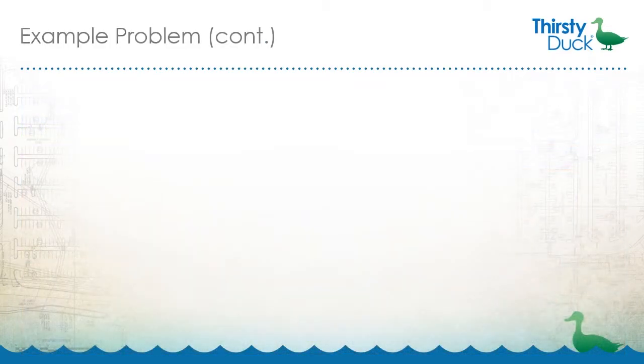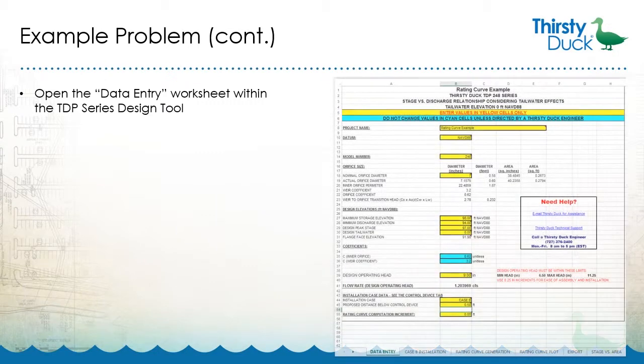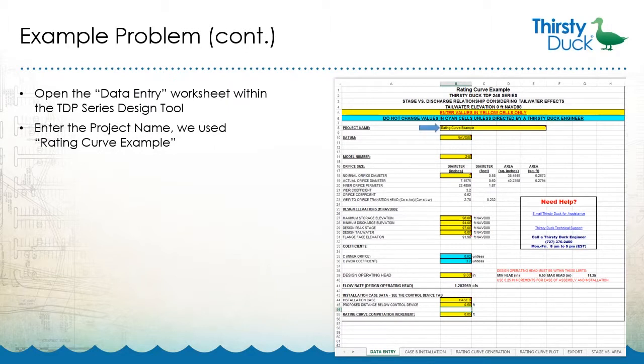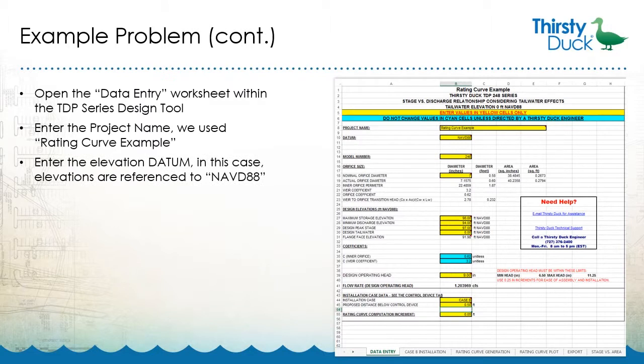Start by opening the TDP series design tool and click on the tab to open the data entry worksheet. Enter the project name. For this example, we will input Rating Curve Example. Next, input the elevation datum. For this example, elevations are referenced to the North American Vertical Datum of 1988, NAVD88.